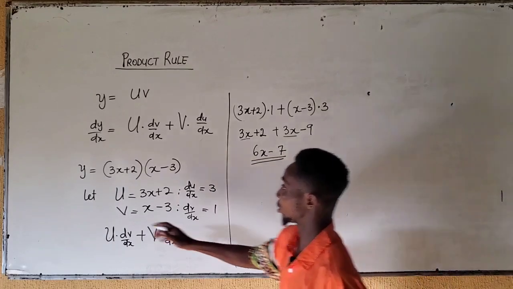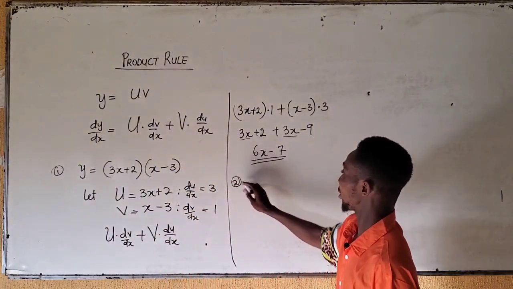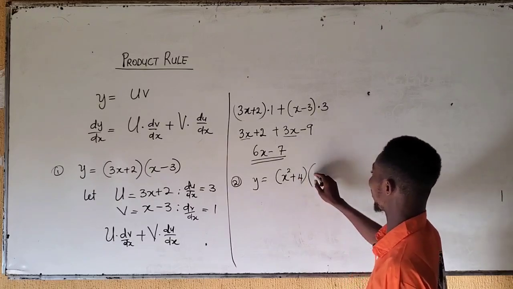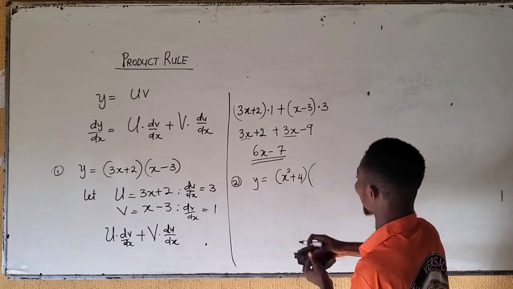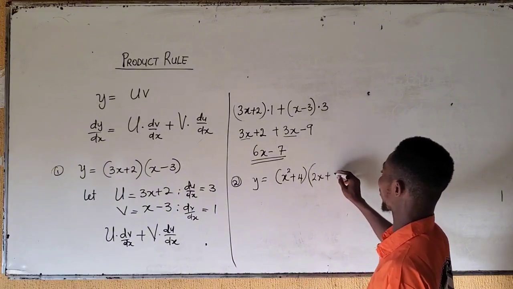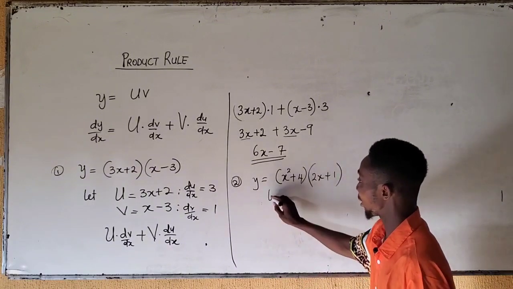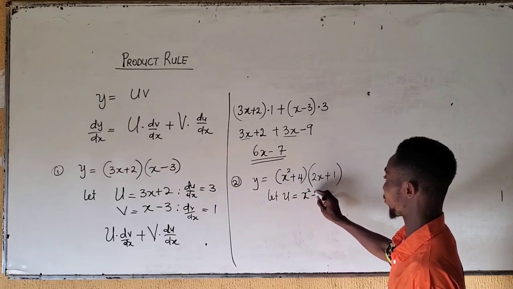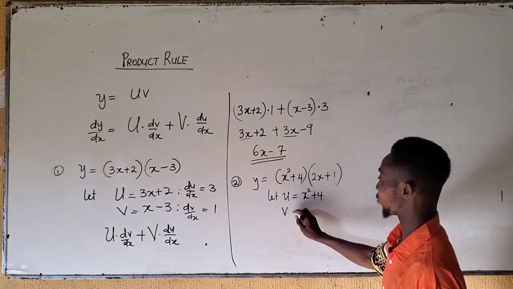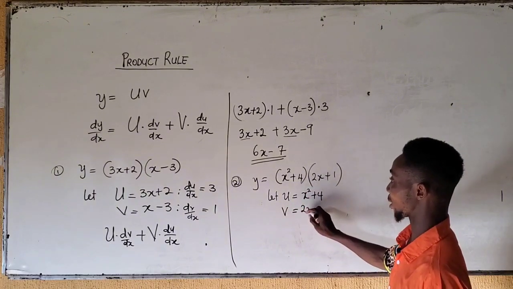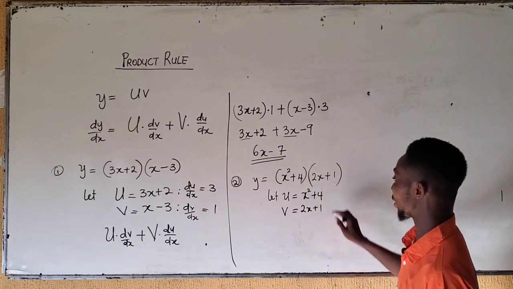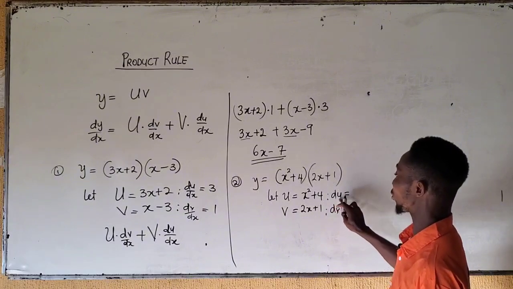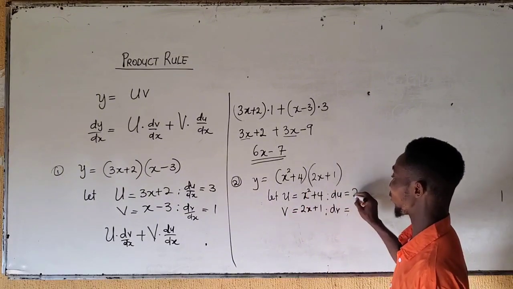So we can also solve another question. Let's say (x squared plus 4) into (2x plus 1). So let u equal to the first bracket, which is x squared plus 4, and let v equal to the second bracket, which is 2x plus 1. Then you differentiate u, then differentiate v. Differentiate u with respect to x. Differentiate x squared will give us 2x.